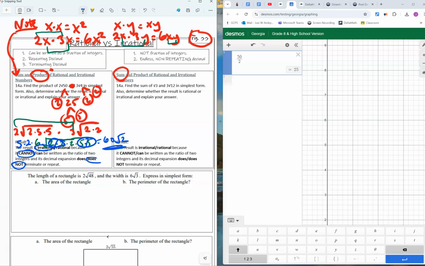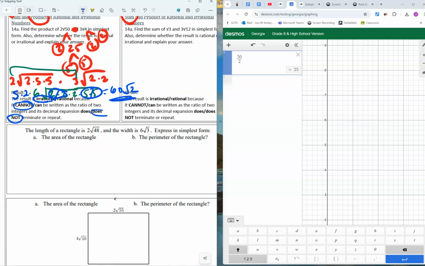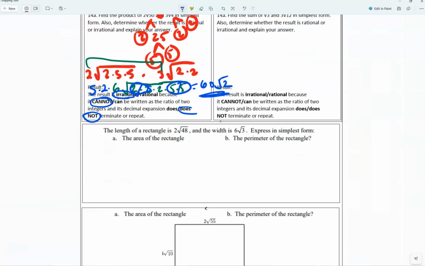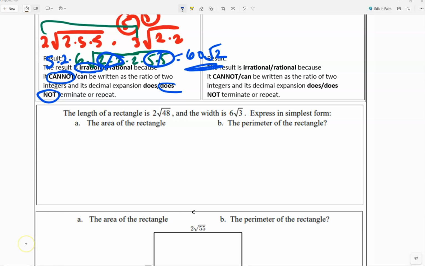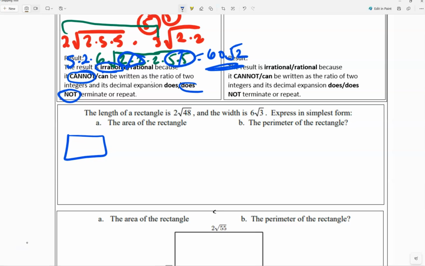All right, so I'm going to do another example of that just to make sure that you're okay. So looking at the next one, it says the length of a rectangle. And again, what does a rectangle look like? Okay, it's almost like a square, but it has 2 equal sides instead of 4. So if you draw out the rectangle, you're going to get the length. The length is the longer side, 2 radical 48, times the width, which is 6 radical 3. Now to find the area of any rectangle, it's the length, which is this, times the width, which is that. So I'm going to write it out. So that's 2 radical 48 times 6 radical 3.